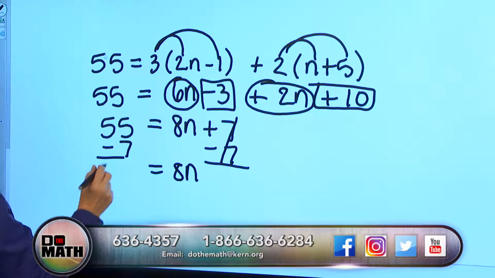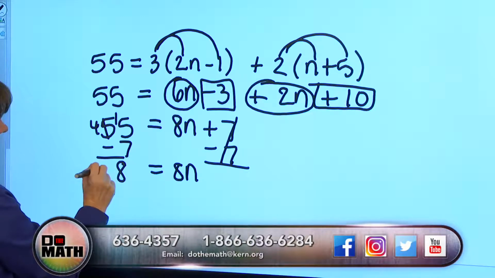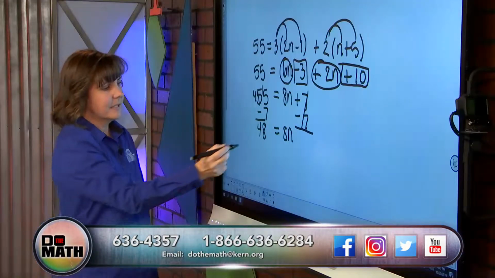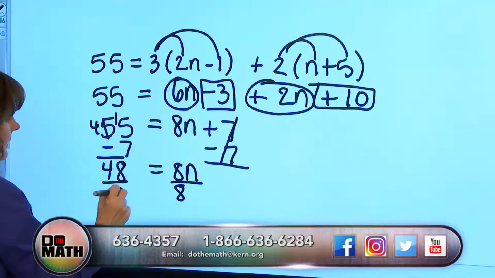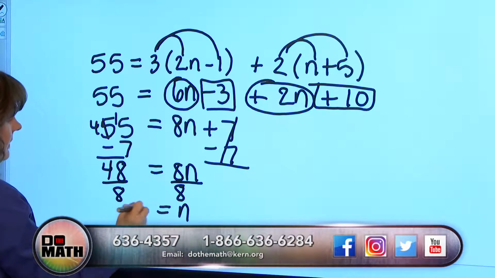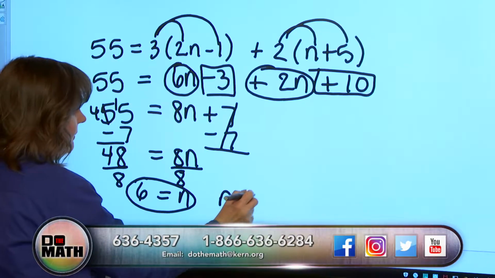So we're going to keep the 8 in there. And we're going to do 55 subtract 7, which is 48. And then this says 8 times what is 48. So we divide by 8. And we get 6 equals n, which is the same thing as if we say n equals 6.